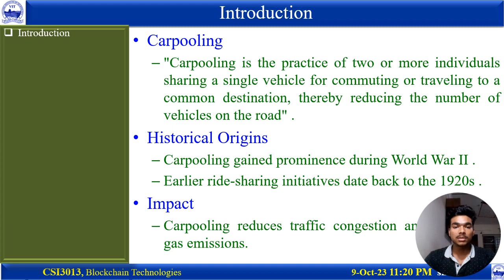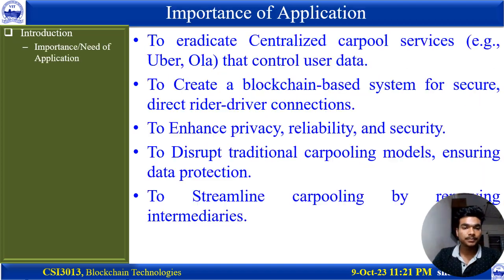So what is carpooling basically? Carpooling is a practice of two or more individuals sharing a single vehicle for commuting or traveling a common distance, thereby reducing the number of vehicles on the road. As for the historical origins, carpooling gained prominence during World War II, and earlier ride sharing initiatives date back to the 1920s. Its impact is that carpooling reduces traffic congestion and also reduces gas emissions.